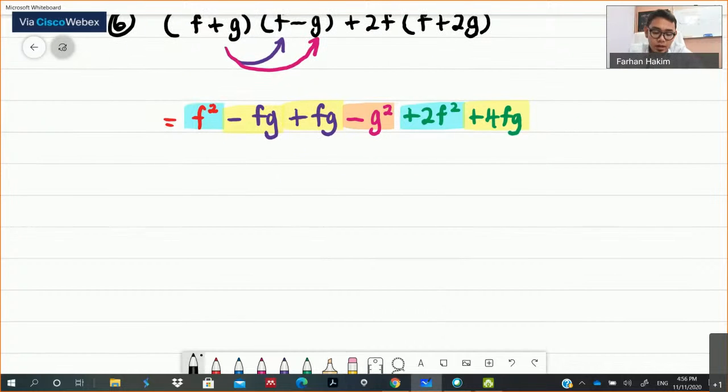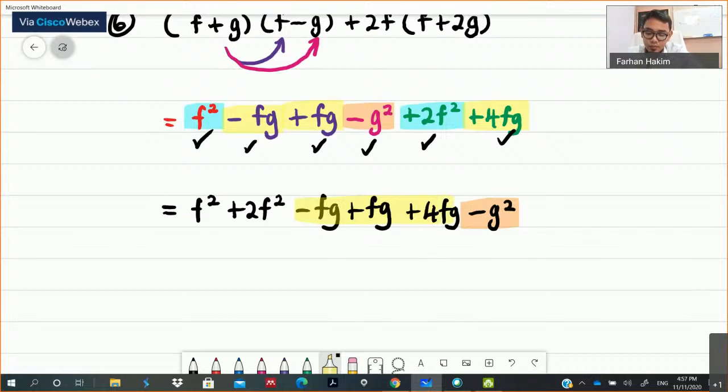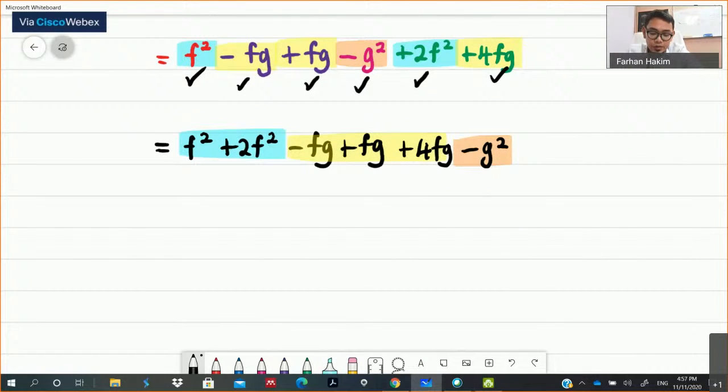Alright, I'm gonna collect those yang warna biru dahulu. F square plus 2F square minus FG plus FG plus 4FG. Belakang sekali ada minus G square. So, basically kita ada something like this lah kan. Alright, so we can simplify this. Yang biru sama dengan biru. So, 3F square plus positive 4FG minus G square.